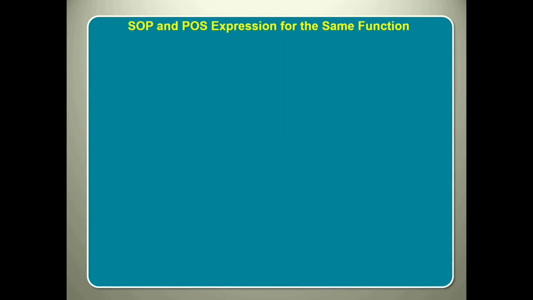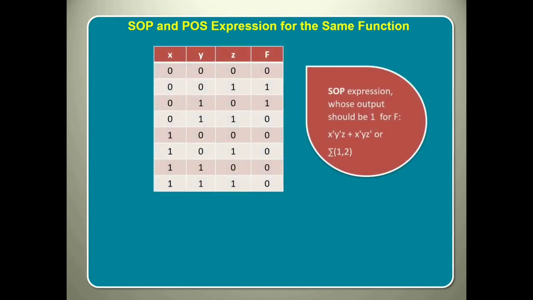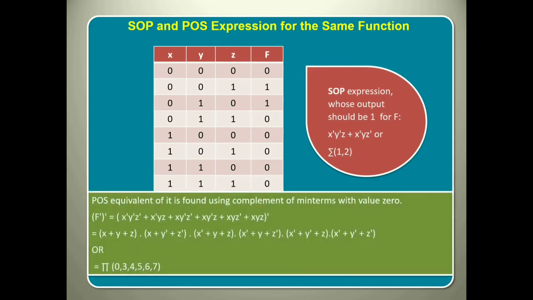Now let us look at both SOP and POS expression for the same function. In this table, the SOP expression, whose output should be 1 for f, is as shown. Also, you know that the POS equivalent of it is found using the complement of minterms with value 0. Hence, the result for f will be as shown on the screen.